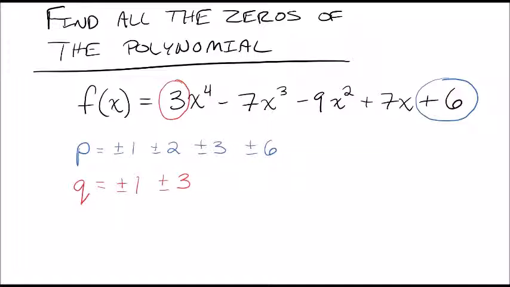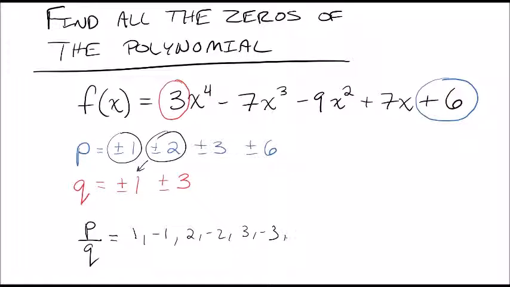What I want to do here is figure out one of the zeros of this polynomial to make this a little bit easier to find the rest of them. And the way you're going to do that is by taking your p-values and dividing them by your q-values. So for example, different options I could get here would be plus or minus 1 over 1. So I could get positive 1, I could get negative 1. I could also take plus or minus 2 over 1. So I get positive 2, negative 2, and then so forth. Positive 3, negative 3, positive 6, negative 6.